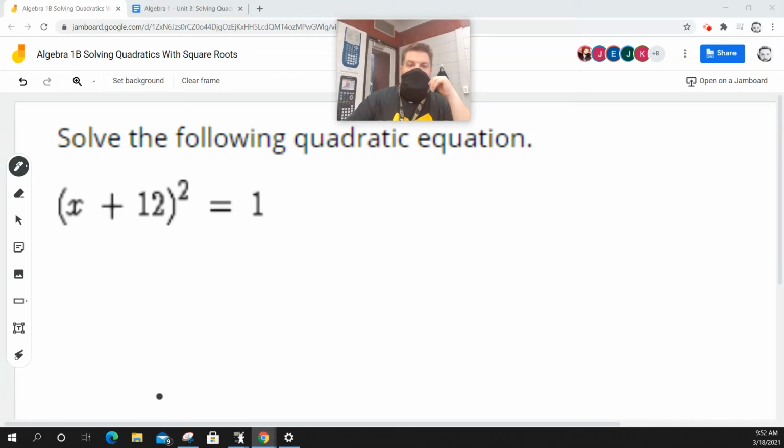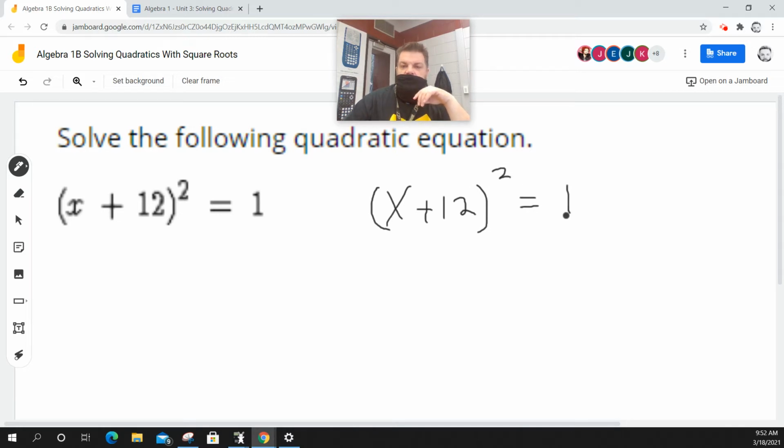All right, so for this one, it says solve this quadratic equation. So remember that most of these problems that we've been doing, we're undoing the square by taking the square root. So my goal is still the same, x equals some stuff. How do I get stuff away from x? I'm going to do the inverse, right? Do the inverse mathematical operation.